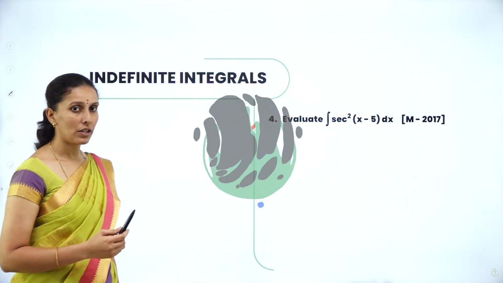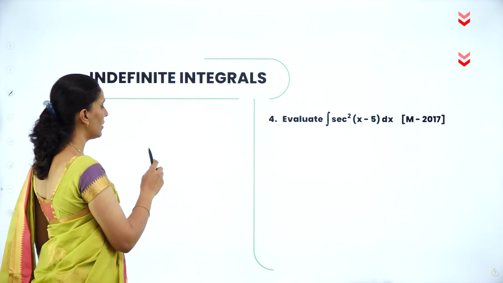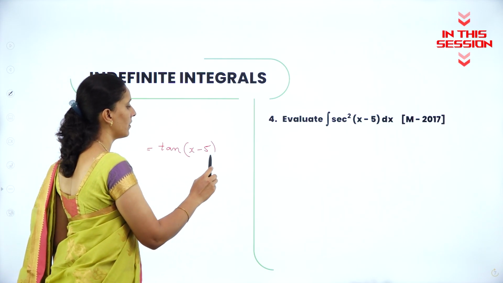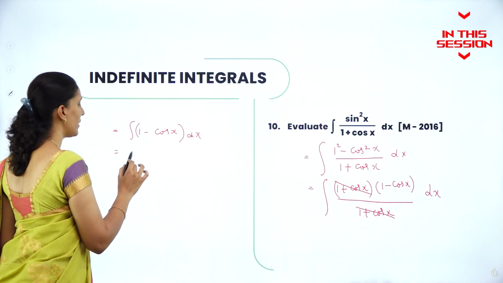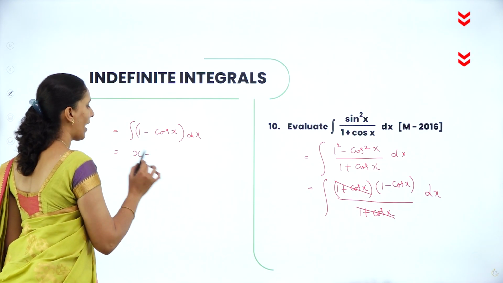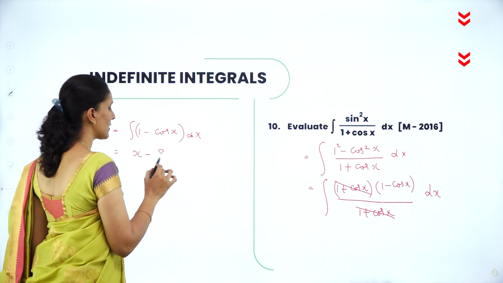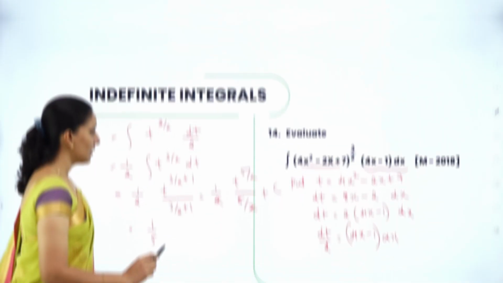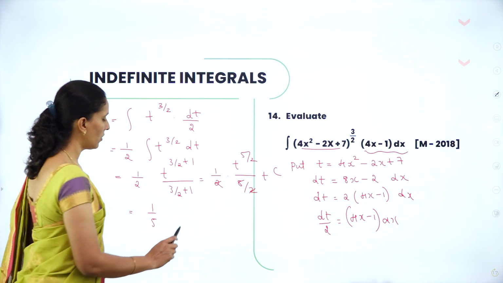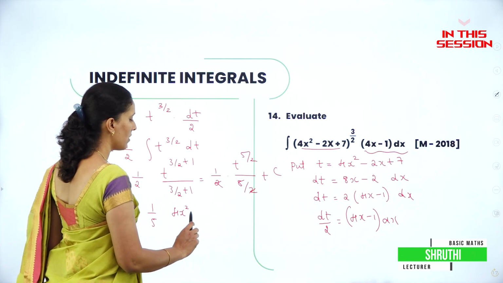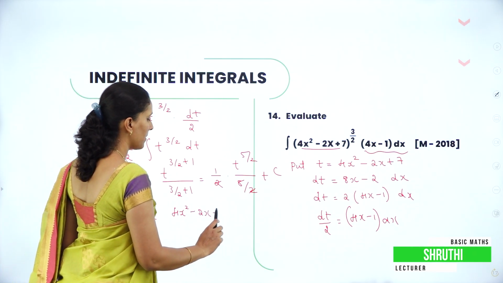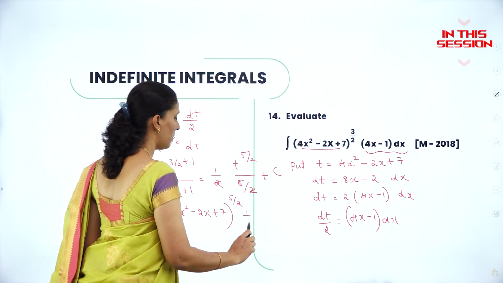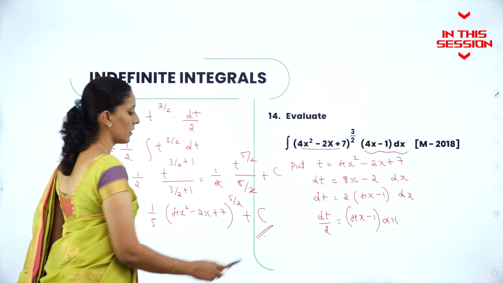The antiderivative of secant square is tan. So therefore, this is equal to tan of x minus 5 plus c. 1 into dx we will get it as x. So we have minus integral of cos x is sin x plus integration constant. The value of t can be replaced with 4x square minus 2x plus 7 to the power 5 by 2 plus integration constant.